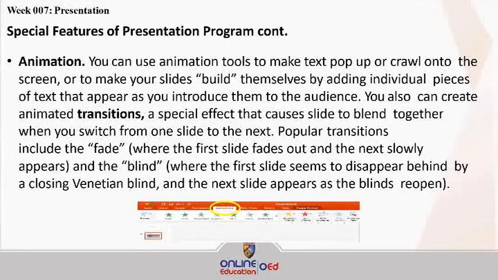We can also put animation to the text or to the object. A transition is a special effect that causes slides to blend together when you switch from one slide to the next. Popular transitions include the fade, where the first slide fades out and the next slowly appears. And we have also the blind, where the first slide seems to disappear behind a closing Venetian blind, and the next slide appears as the blinds reopen. So that is a sample of animation.